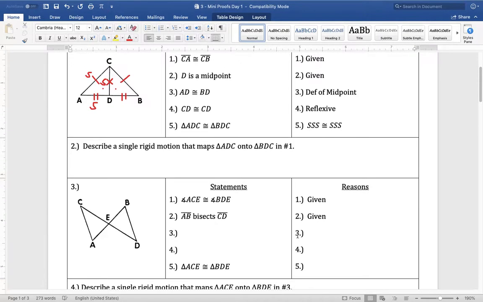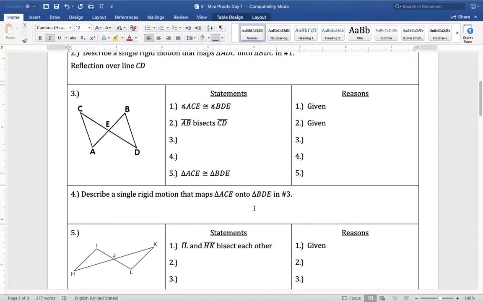Question 2 says, describe a single rigid motion that would map ADC to triangle BDC. And we can write here that a reflection over line CD, there we go. Reflection over line CD would map A to B, C would map to itself as an angle, D to itself, and all the sides would match. Really, we're matching CA to CB, AD to BD, and CD would land on itself. All right, so there's the first proof. Let's take a look at the next one.